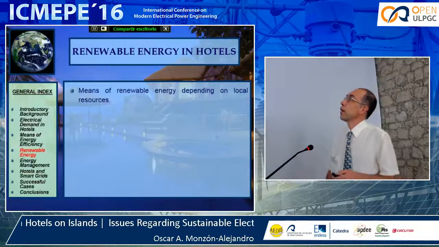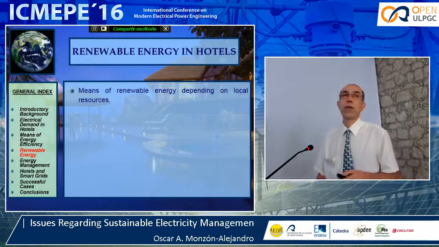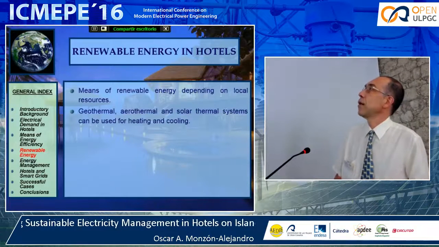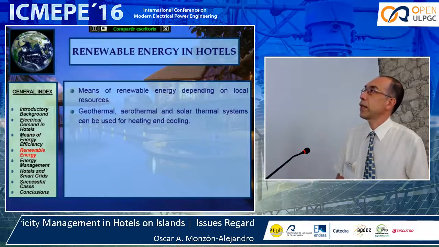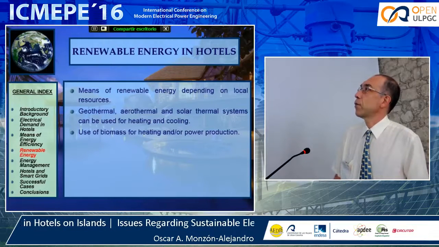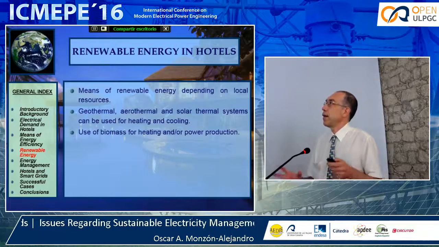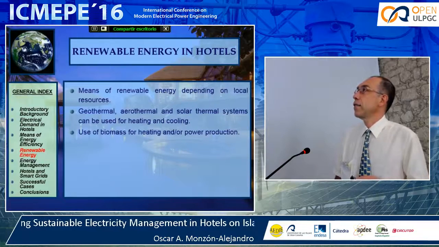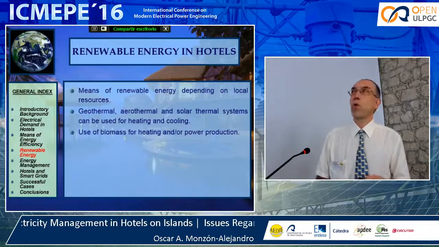In terms of renewable energy installations, of course, they depend on the local resources where the hotels are located. But for instance, we have geothermal, aerothermal, and solar thermal systems for heating and cooling purposes. We can use biomass for heating and power production. If biomass is used in a cogeneration system, the efficiency can reach up to 80% or even more.